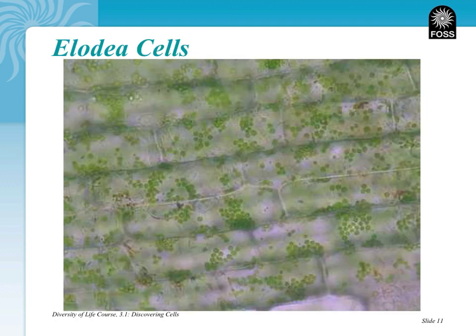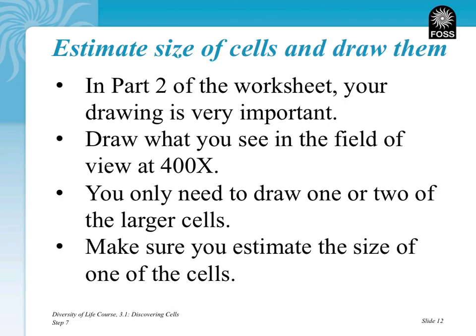Here's another image. The previous one was just computer-generated, but this is an actual picture of what some of those Elodea plant cells look like. And you can see the brick right here. Some of them are short, some of them are longer. They're all different shapes and sizes, but they all make that characteristic brick shape. So you'll use that observation to estimate the size of the cells and to draw them.